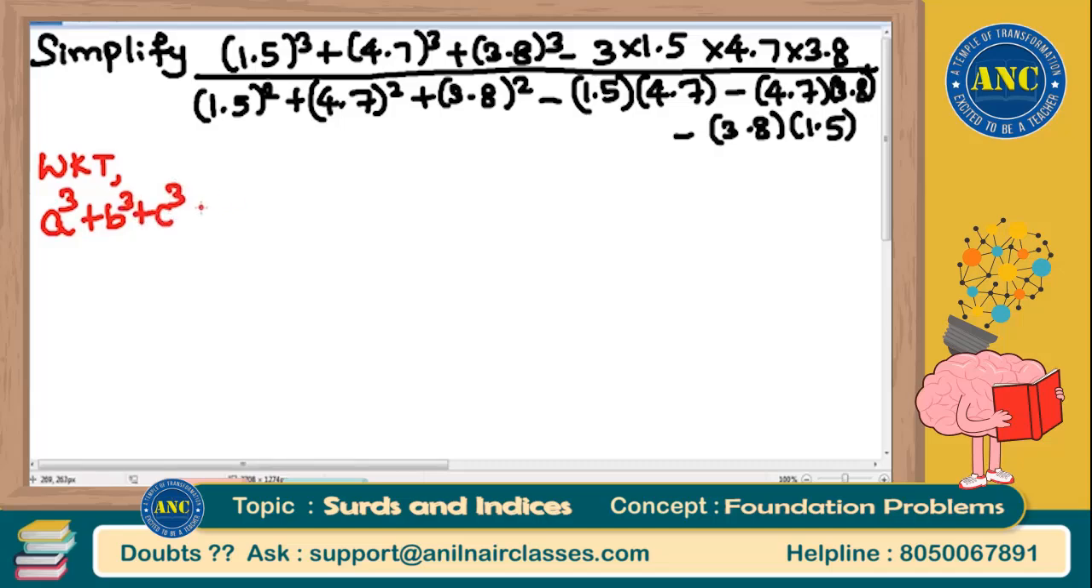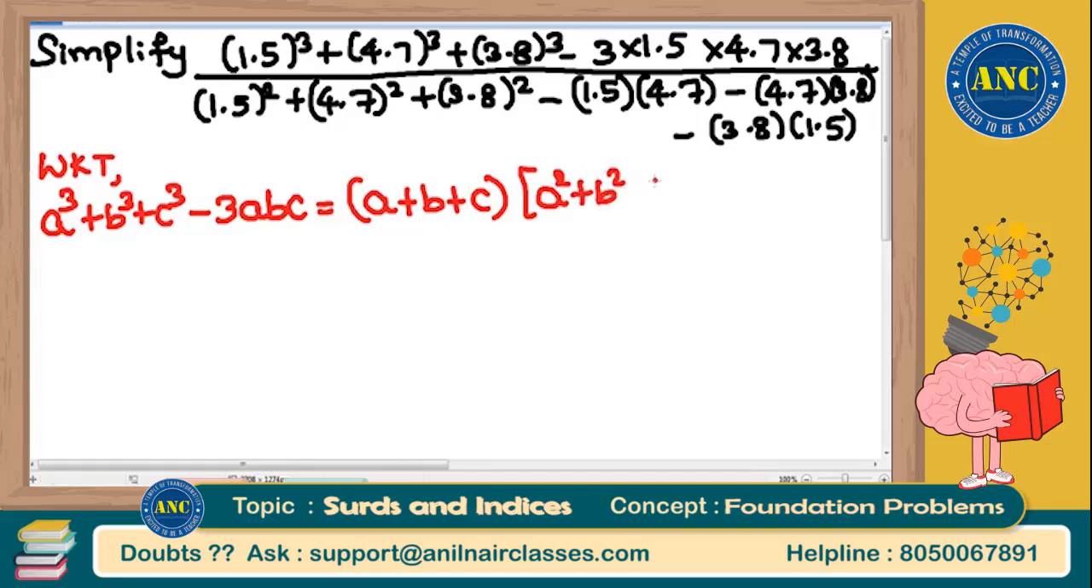a cube plus b cube plus c cube minus 3abc. Definitely you should know this because it is straightforward given like this in all our particular things. a cube plus b cube plus c cube minus 3abc is a plus b plus c into a square plus b square plus c square minus ab minus bc minus ca. Now if I take like this, this is a cube, this is b cube, this is c cube, minus 3 times a into b into c.